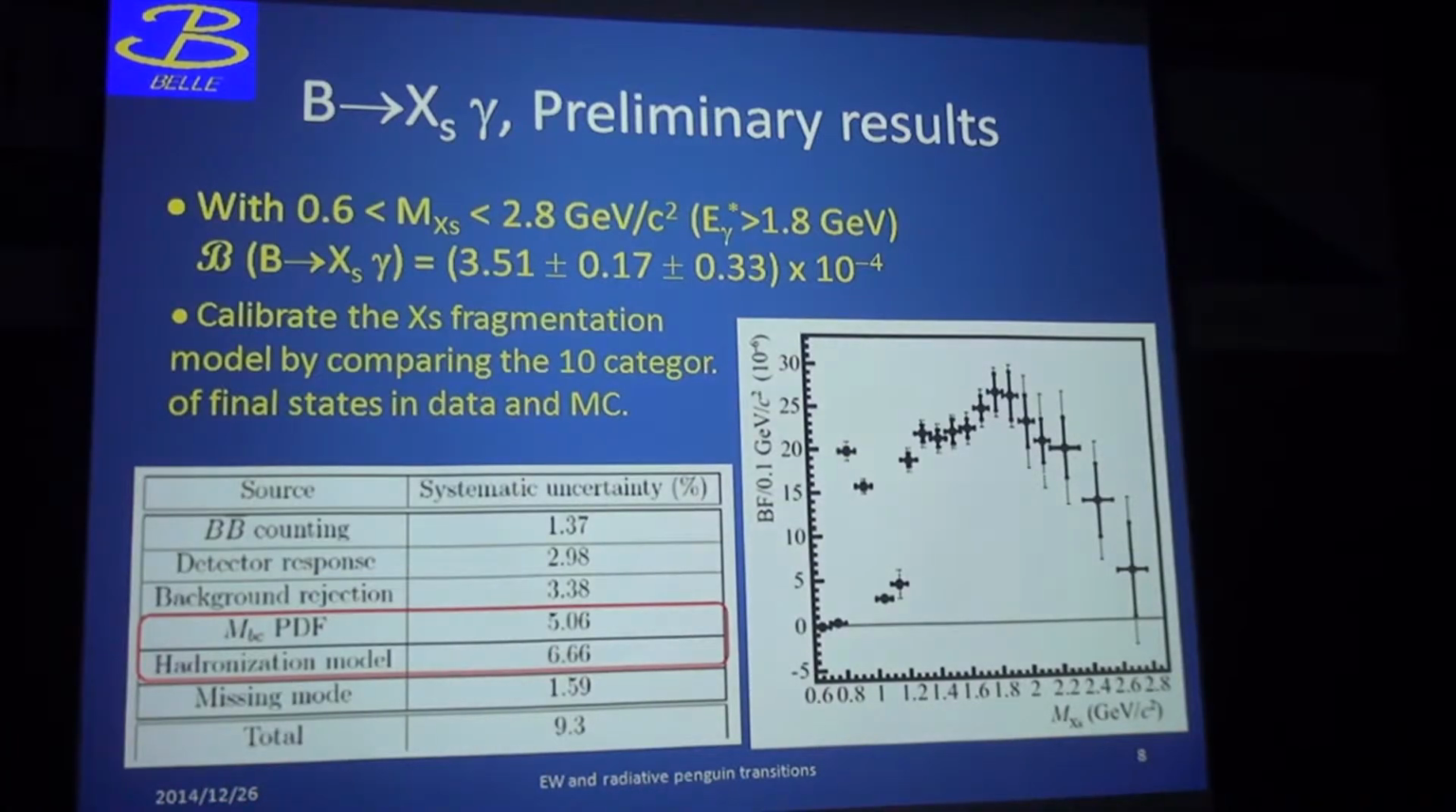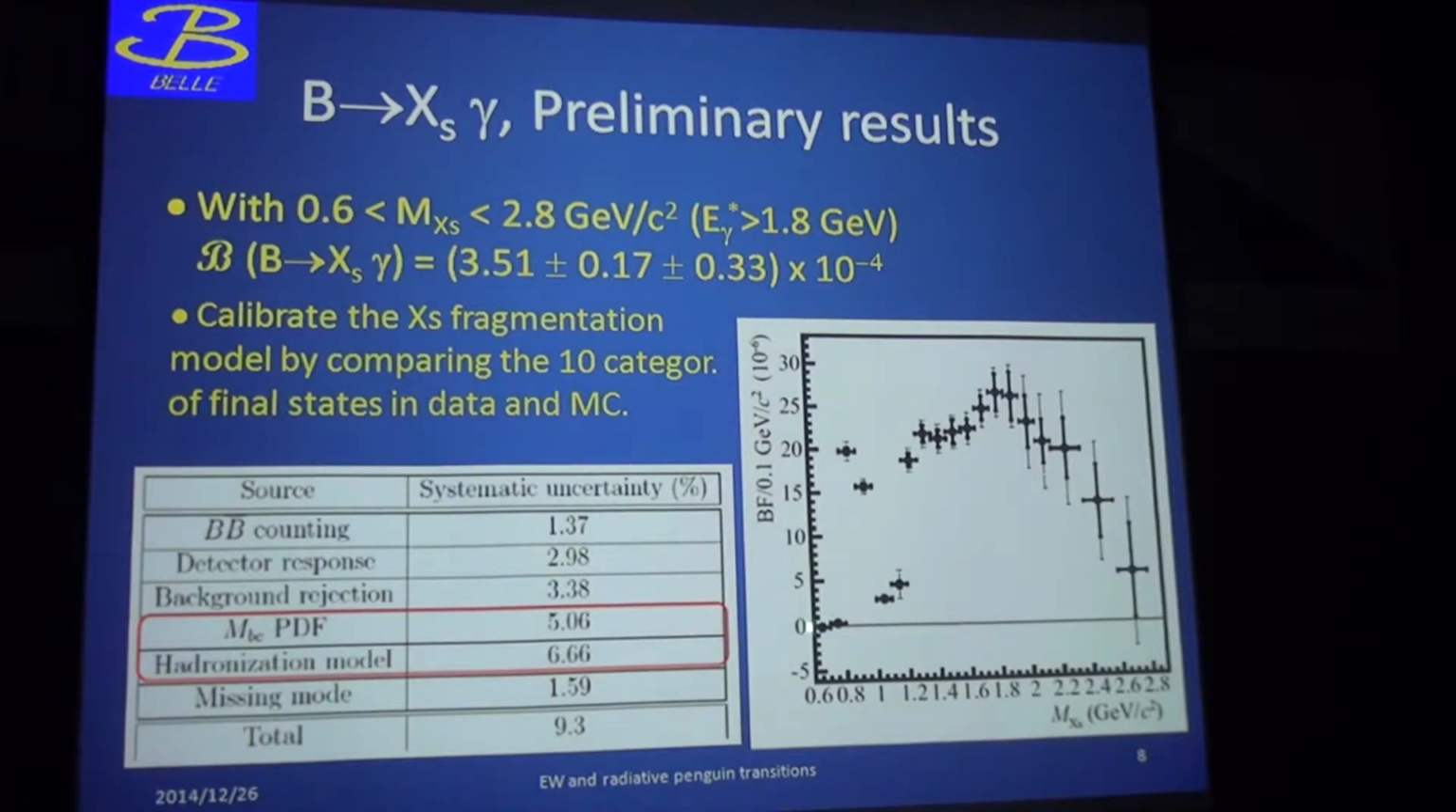After performing this, with MX above 0.6 and below 2.8 GeV, and the E gamma star above about 1.8 GeV, the branching fraction is measured to be 3.151 plus minus 0.17 plus minus 0.33.